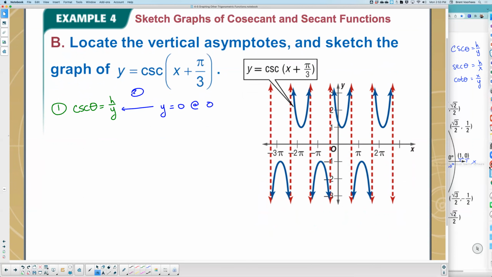Step 3. You would say x equals 0. And then if it has a horizontal transformation, you apply it. This says to add pi over 3. What should we do then? Minus pi over 3. I have 0 minus pi over 3. That can simplify to be negative pi over 3. That's our first asymptote right here. Negative pi divided by 3.